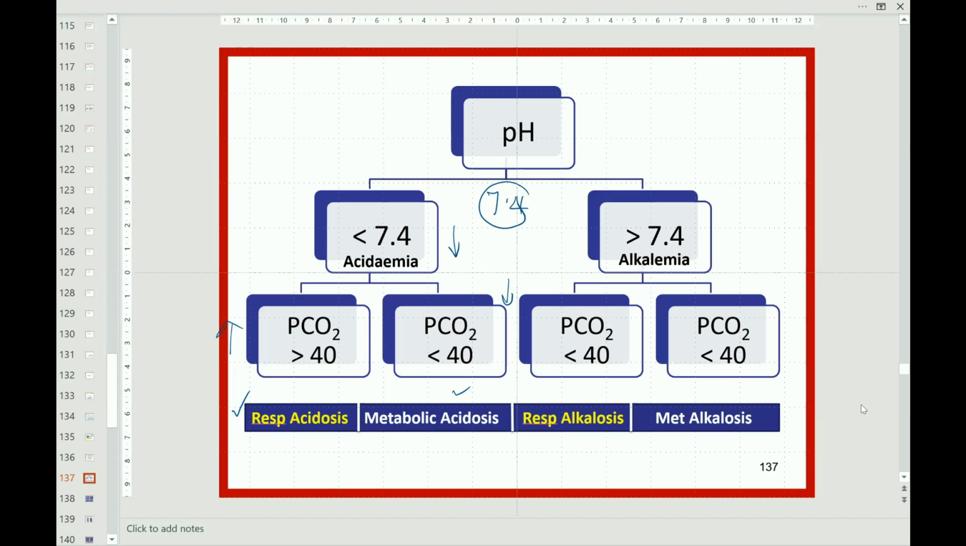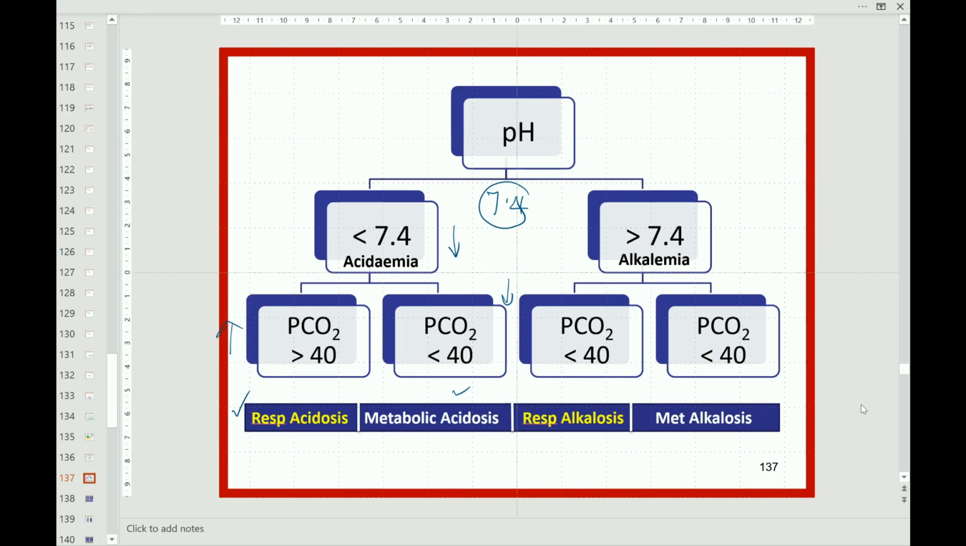If it is less than 7.4, we are dealing with acidemia. Is that acidemia associated with acidosis? If it is acidosis, is it respiratory or is it metabolic? If it is respiratory, the PCO2 will be high because retention of PCO2 is the reason for the acidosis, and that is, the PCO2 higher is respiratory acidosis.